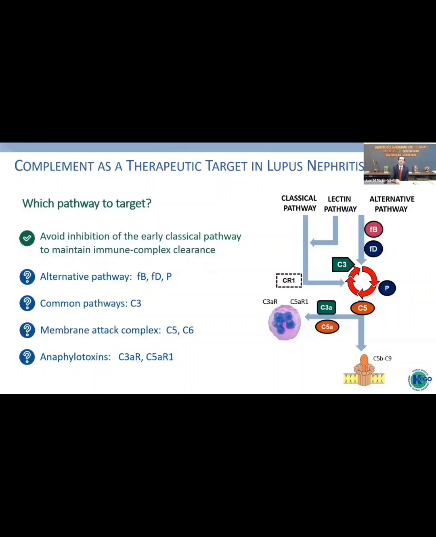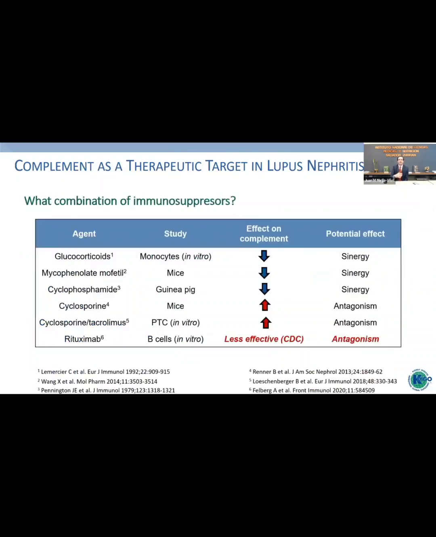Many studies have focused on the alternative or the common pathways, as these are the most potent ways of activating complement. Another potential question is what combination of immunosuppressors, because we're going to inhibit complement and we don't want to interfere with the function of other immunosuppressors. For example, in animal models and in vitro experiments, glucocorticoids, mycophenolate, and cyclophosphamide have shown to decrease complement activation, while calcineurin inhibitors have shown an increase in complement proteins.